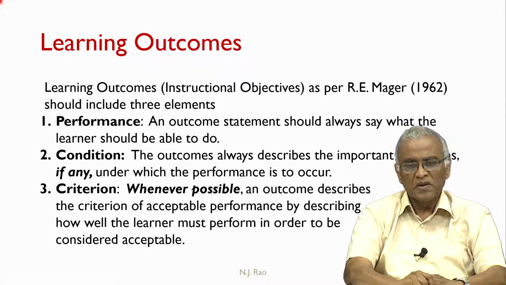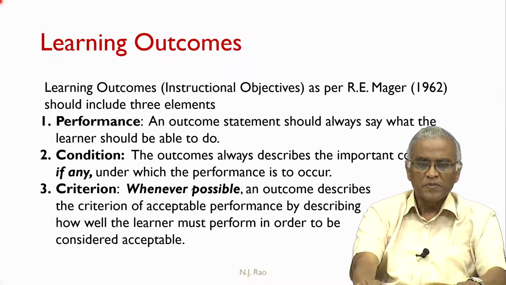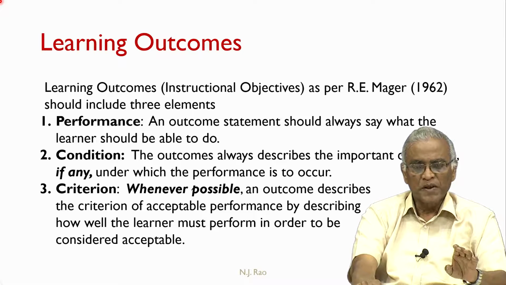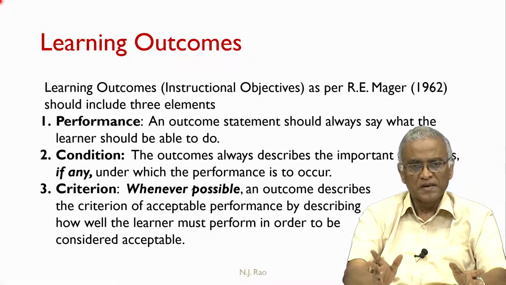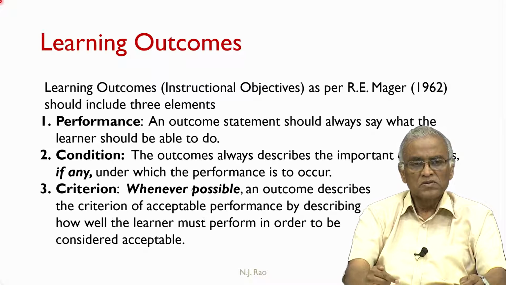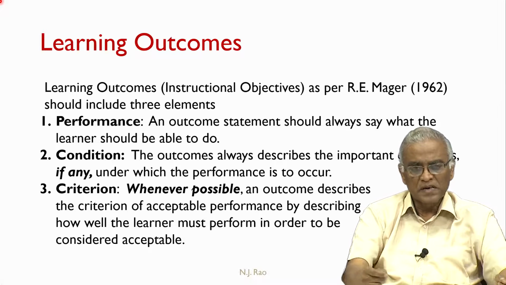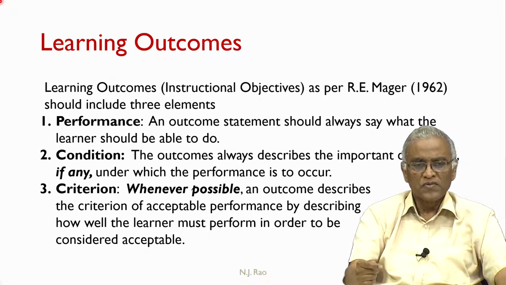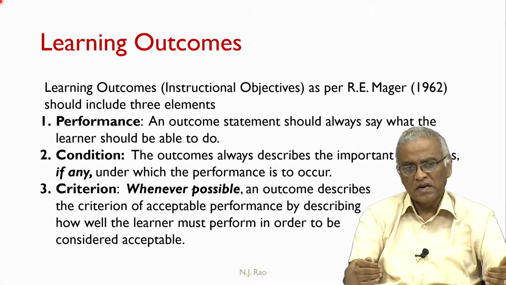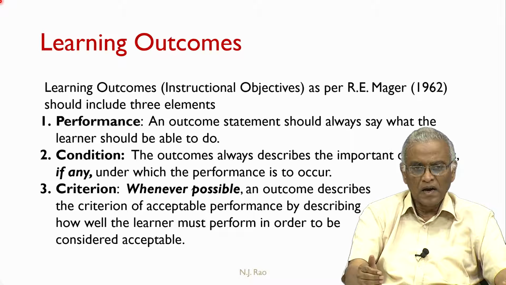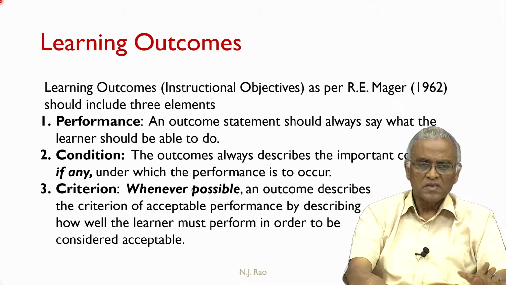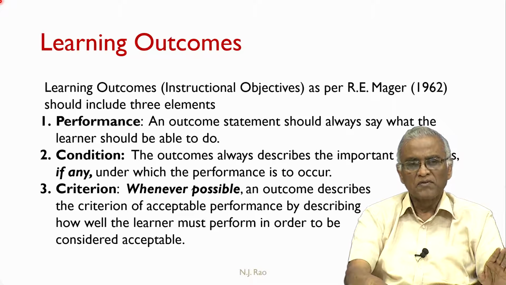Then criterion. Whenever possible an outcome describes the criterion of an acceptable performance by describing how well the learner must perform in order to be considered acceptable. For this performance to be acceptable, you define some criteria. That means you should be able to measure using vernier calipers the length of a given material, whatever line or object, within, let us say, 0.1 millimeter. Unless I am able to measure within that, the performance is not acceptable. So, that becomes a criterion for acceptance of the performance. So, conditions are optional and criteria are also optional. So, strictly speaking I can have just one statement called performance for a course outcome.